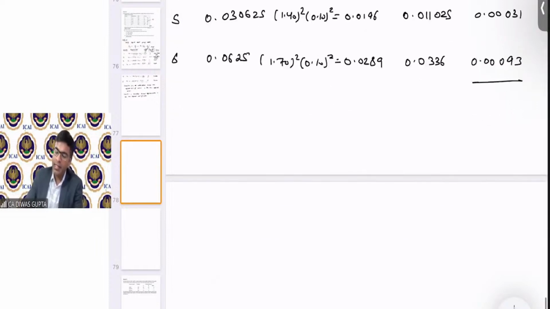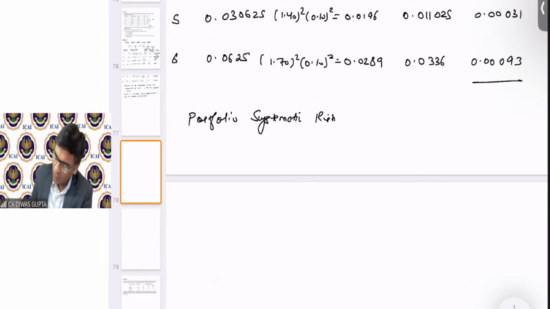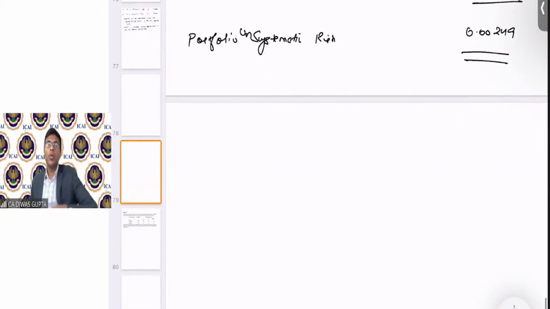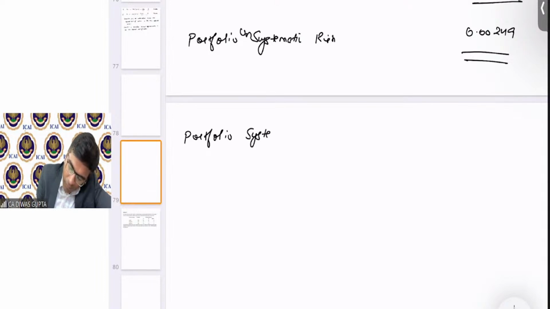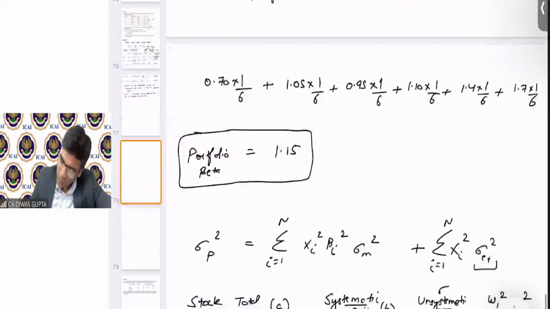Next, now let us calculate the portfolio systematic risk. Okay, first of all, sorry students, we have to actually calculate the portfolio unsystematic risk by taking a total here. 0.00249. This is clear. First part is clear. Then let's go to portfolio systematic risk. Portfolio systematic risk will be beta square of portfolio. What is the portfolio beta? 1.15.